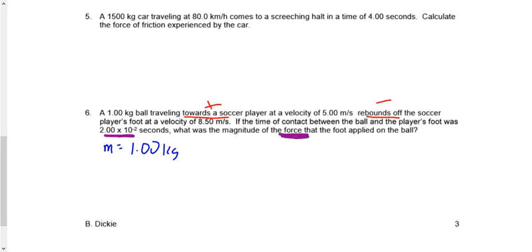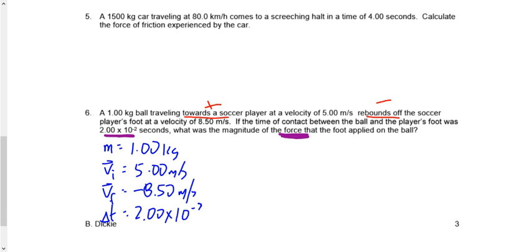Okay, so we have the mass, we have VI. VI we're going to make positive 5.00 meters per second. And we have VF, we're going to make it negative 8.50 meters per second. You could have made it the other way around, negative 5 and positive 8.50. Doesn't really matter. The time of contact is 2 times 10 to the negative 2 seconds. And we want to find the magnitude of the force. You know what, we'll find the force, and then if it works out to be negative, well, that's okay, because the magnitude is just the absolute value of that, the positive version of that.